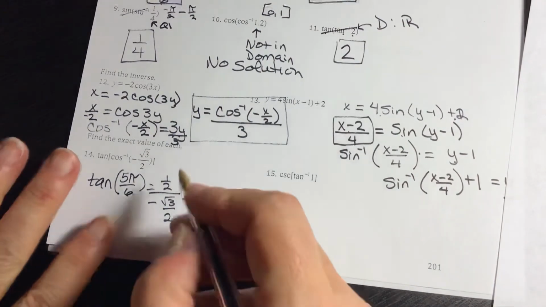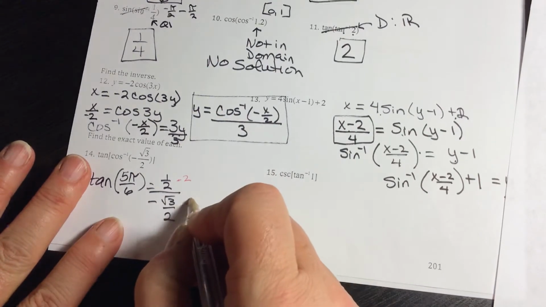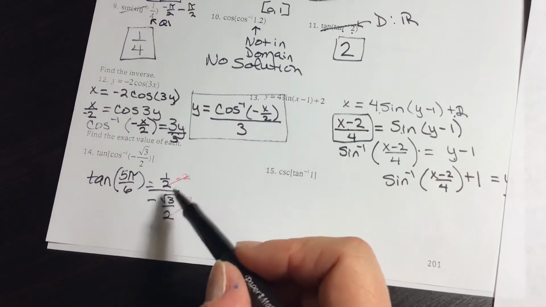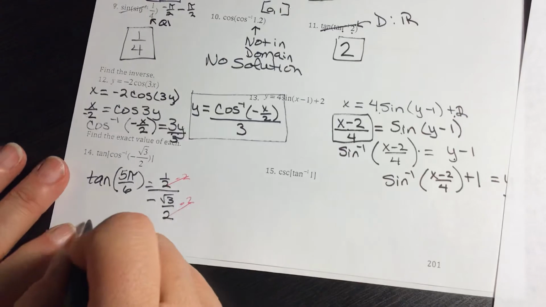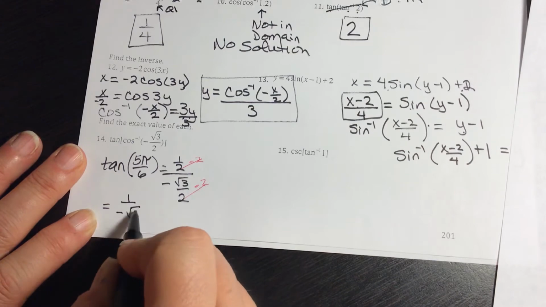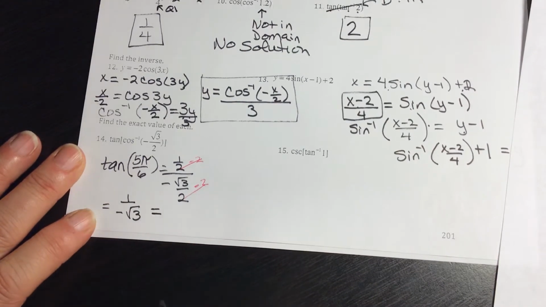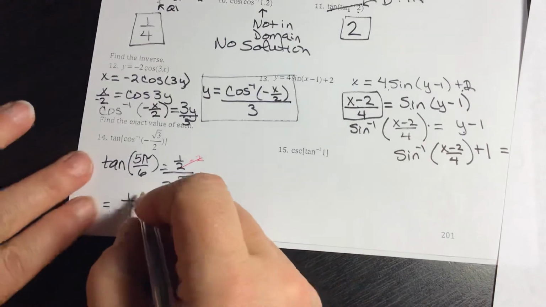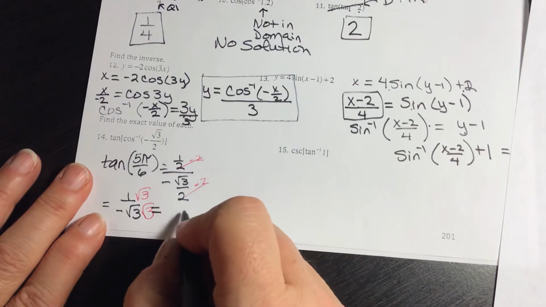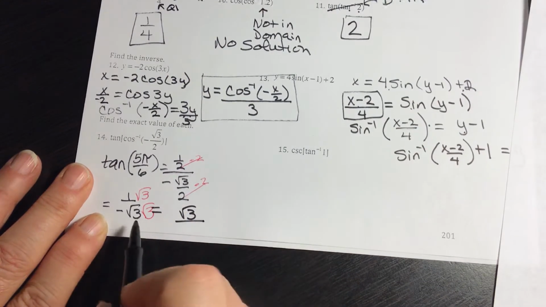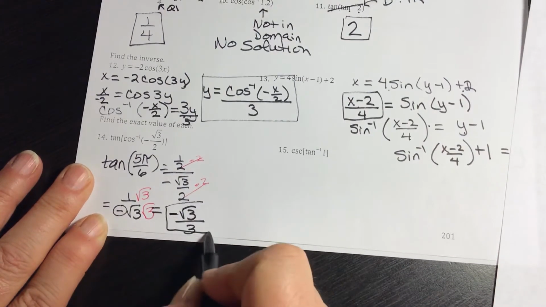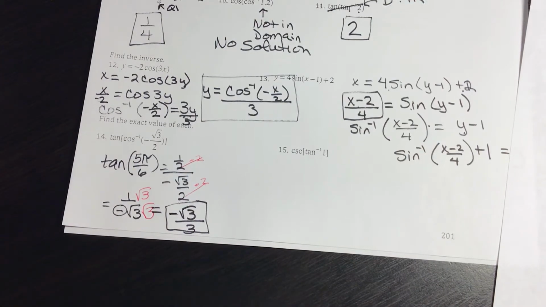Here I can multiply by 2 on top and bottom, and those cancel out. Or I can multiply by the reciprocal and the 2's will cancel. Nonetheless, I have left 1 over negative square root of 3. If I rationalize the denominator, I multiply the top and the bottom by the square root of 3. On top, I get square root of 3, and on the bottom, I get 3. And I have a negative here. Usually I put the negative on the top.